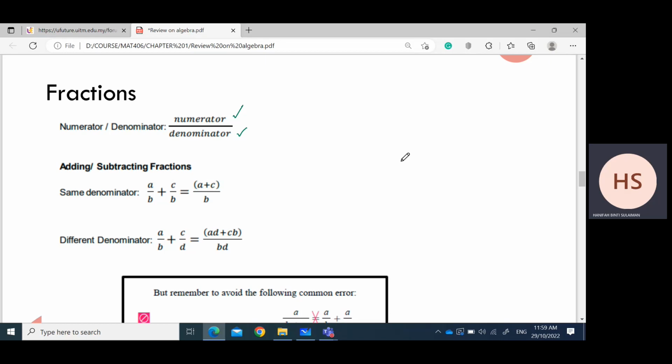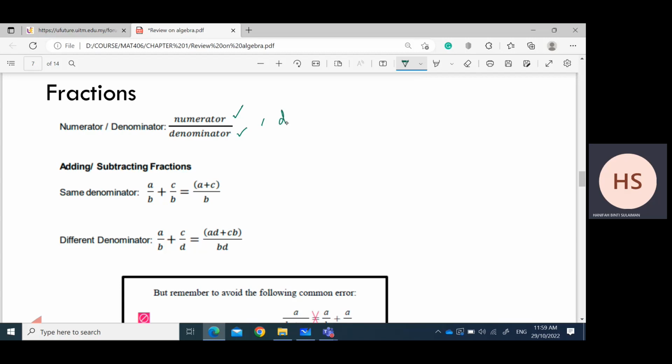Alright, so in this video, we will discuss about fraction. Okay, so ataupun pecahan. Fraction involves two real numbers which are numerator and denominator. Maknanya dalam pecahan ni kita ada dua nombor, iaitu yang pertama adalah numerator, iaitu yang berada di atas, ini kita panggil sebagai numerator, and yang di bawah kita panggil sebagai denominator.